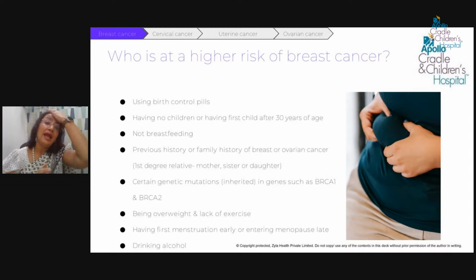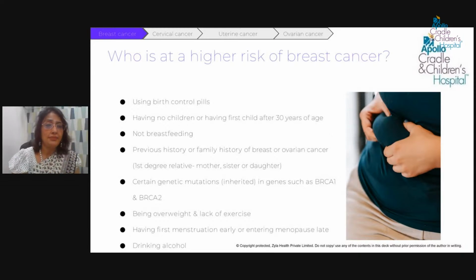Coming to the next cancer, which is uterine cancer, that means the cancer of the body of the uterus. Before this, I was telling you about the cancer of the mouth of the uterus, cervical cancer. Now it is cancer of the body of the uterus, the womb. It is also called endometrial cancer, and it is usually due to lifestyle factors. So who is at high risk? Old age, normally in the postmenopausal age, it is very commonly seen.